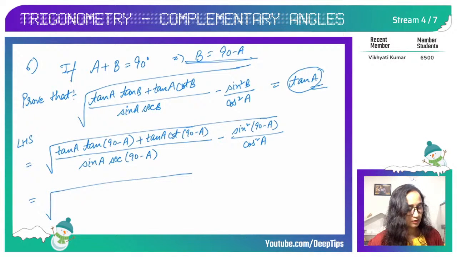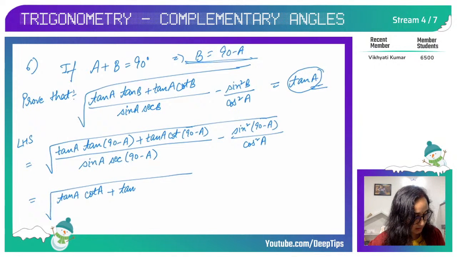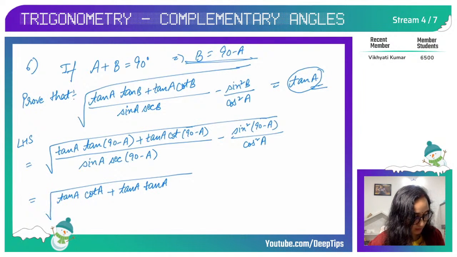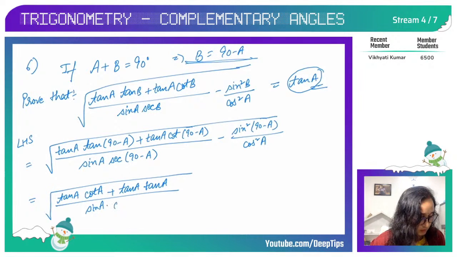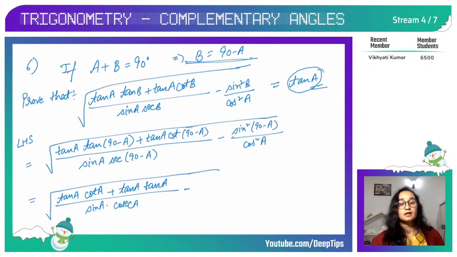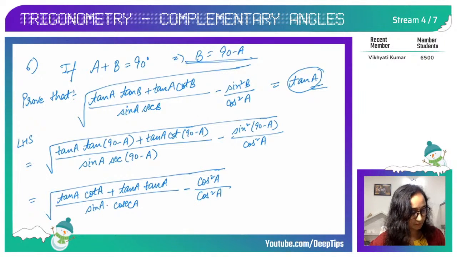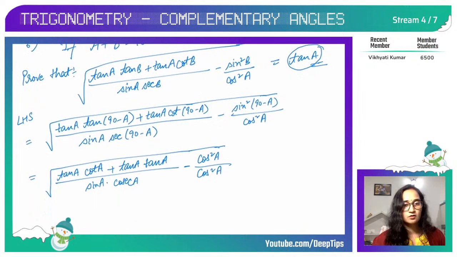Okay, so now if you look here, tan a stays the same and we know that tan 90 minus a is equal to cot a, correct? And then tan a as it is, and we know that cot 90 minus a is equal to tan a, upon sine a, and secant 90 minus a is equal to cosecant a, and minus this sine square 90 minus theta is equal to cos square theta. So I'll write here cos square a upon cos square a. Okay, so this is how we solve till here.